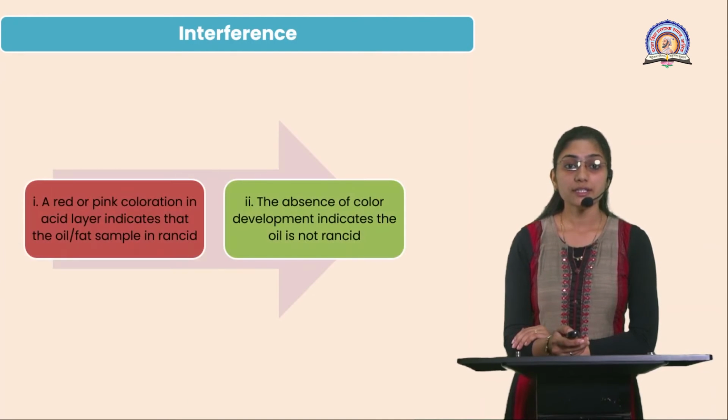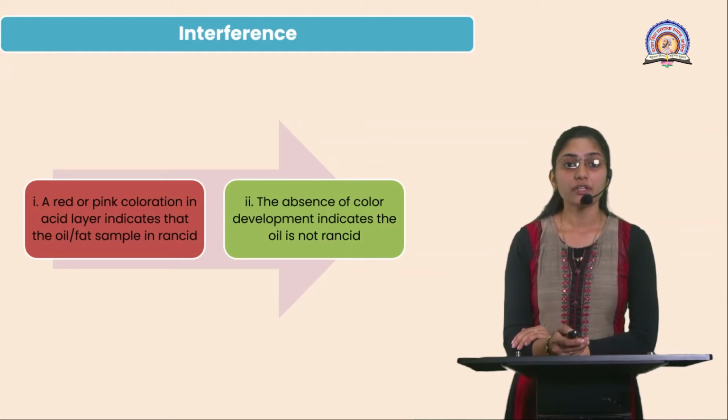Now, this is the result. So what is the result? The first result is that red or pink coloration in the acid layer indicates that the oil and fat sample is rancid, and the absence of color development indicates that the oil is not rancid.